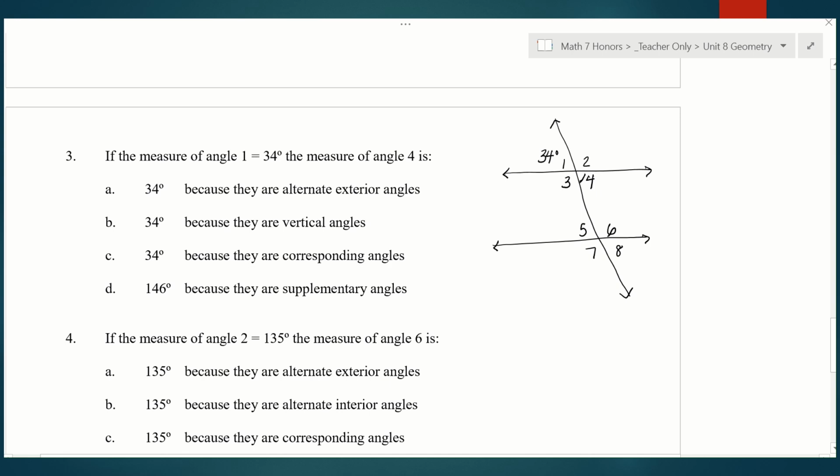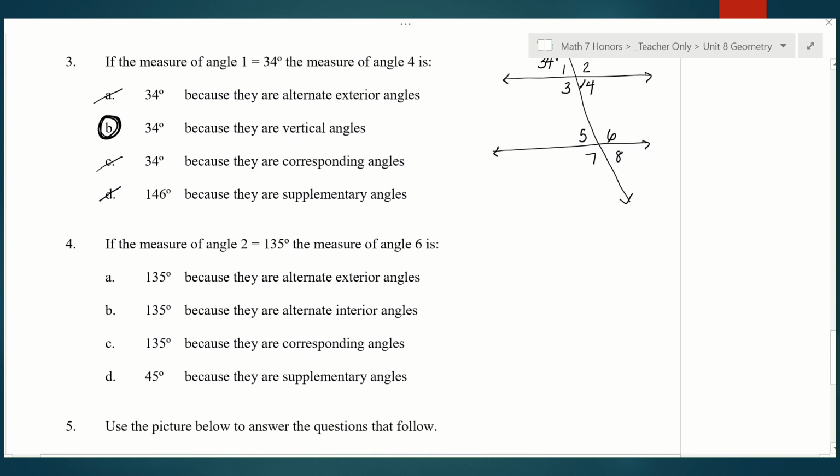Okay, so they're saying the measure of angle 1 is 34 degrees, and the measure of angle 4 is, okay, so these angles are both acute. So I know that it can't be choice D because those are congruent. And looking at where the angles are placed, they are across from each other. And so that means that they're vertical. Just going through the choices here, alternate exterior would be if they were asking about angles 1 and 8. Corresponding would be if they were asking about angles 1 and 5. So those are not our answers. And we're going to go with choice B.